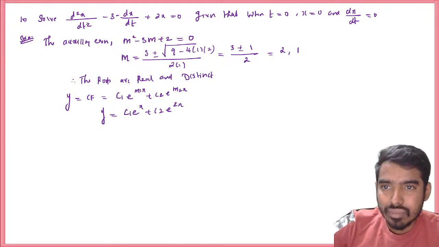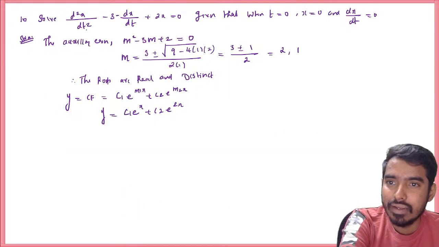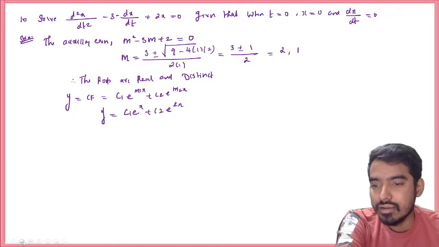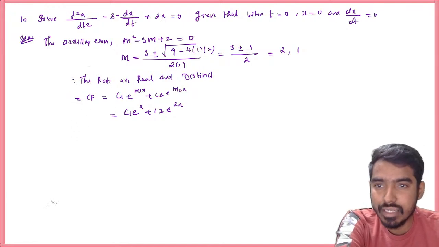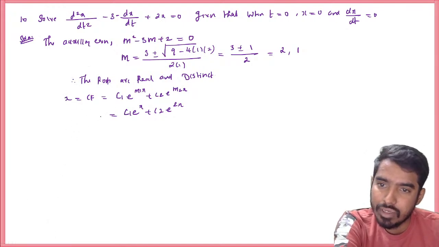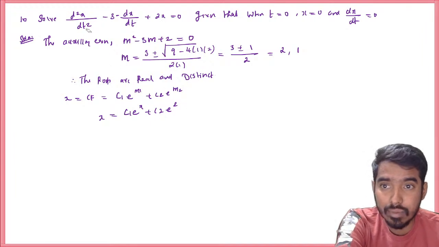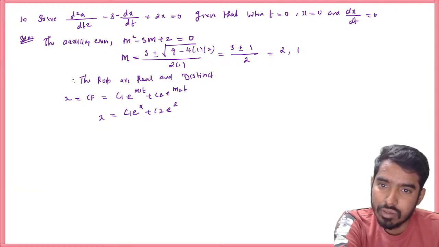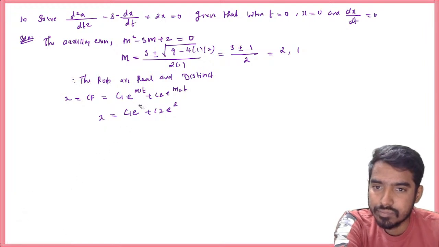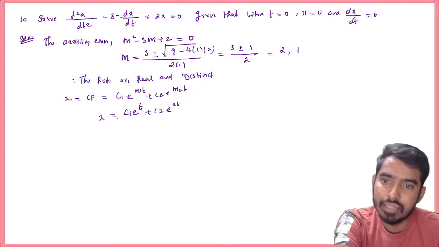Actually, here the independent variable is t, right? Usually we will have dy by dx, but we have t here. So instead of writing y, we write the solution as x is equal to the complementary function, because x is the solution here. So x is equal to C1 e power m1t plus C2 e power m2t, because you can see the independent variable is t, right? So the solution is C1 e power t plus C2 e power 2t.